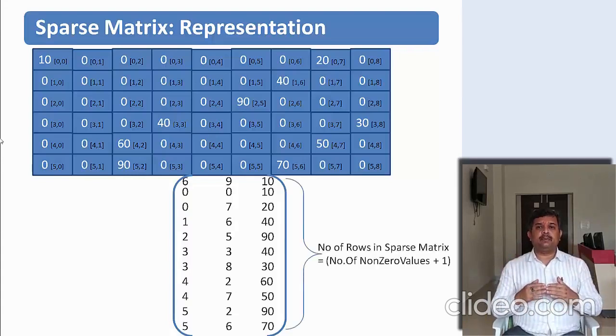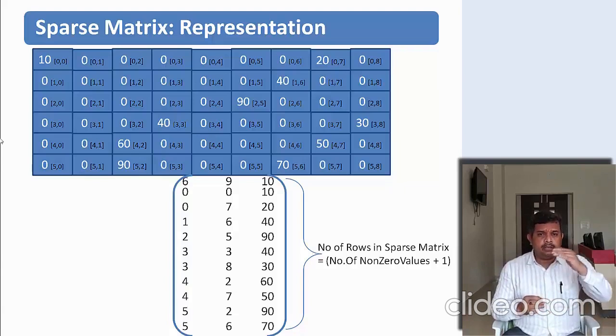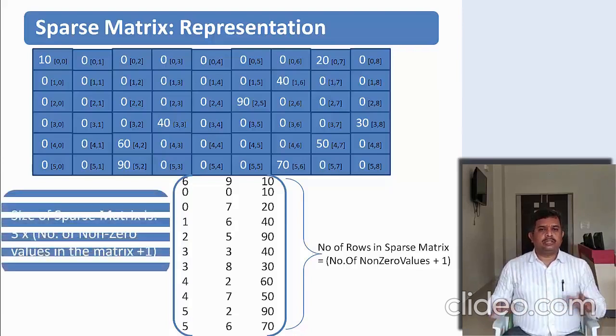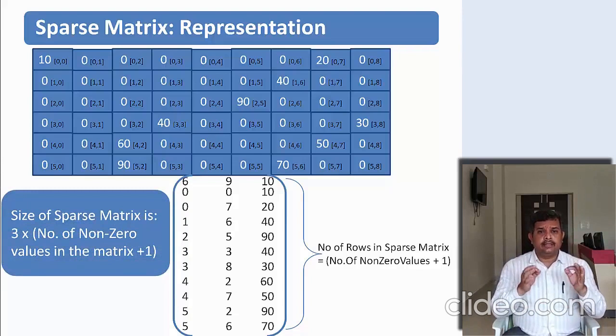The number of rows in the sparse representation will be the number of non-zero elements plus 1. Here you can see there are 10 non-zero elements, so we have taken 11 rows. Why? Because the first row itself indicates how many rows, how many columns, and how many non-zero values are there in the matrix. So the size of this alternative representation will be 3, that is the number of columns, times the number of non-zero elements plus 1. This is the size we need in the alternative method of representing a sparse matrix.